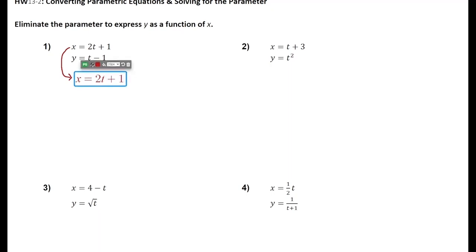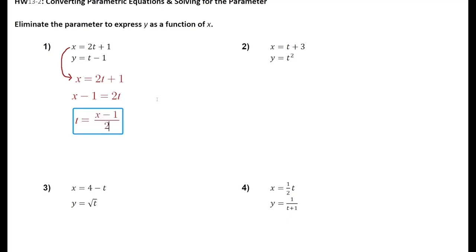and solve for t. So in that case I would subtract 1 from both sides and then divide both sides by 2. So I'll get t equals x minus 1 all over 2. And now that I have t in terms of x, I can use this expression here.